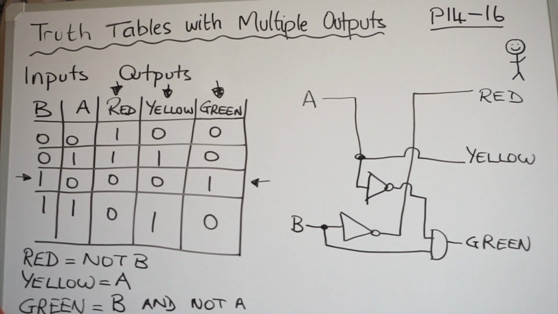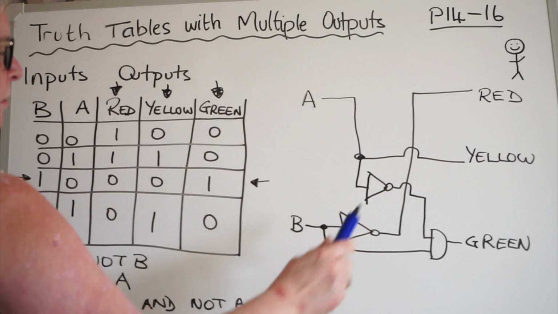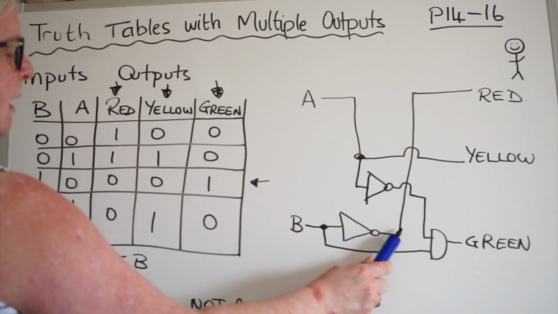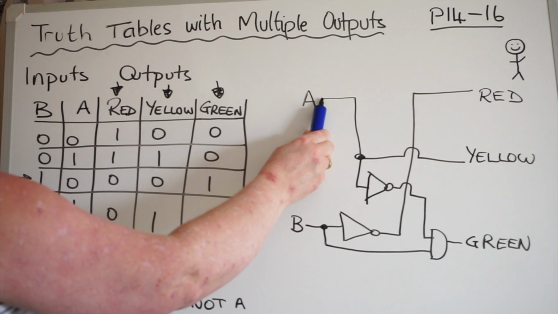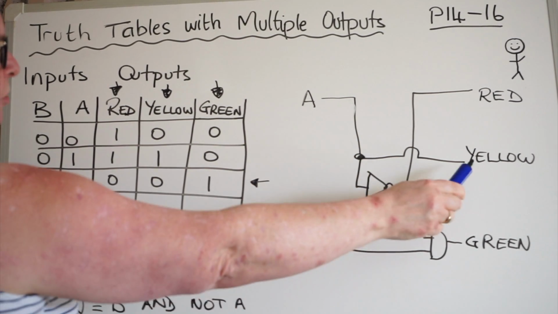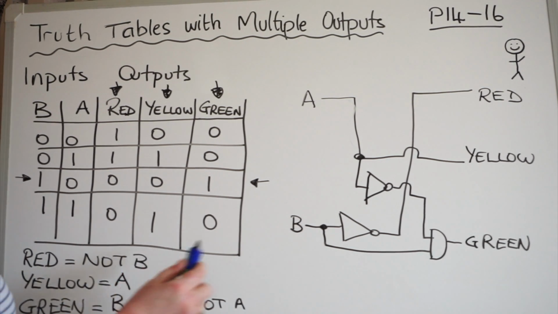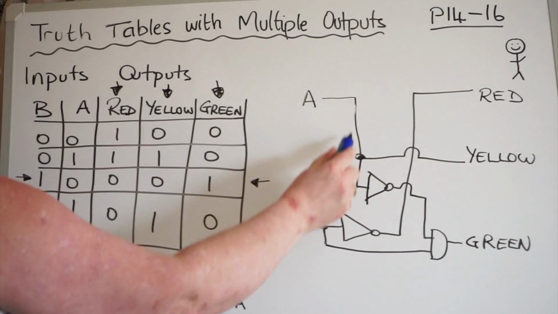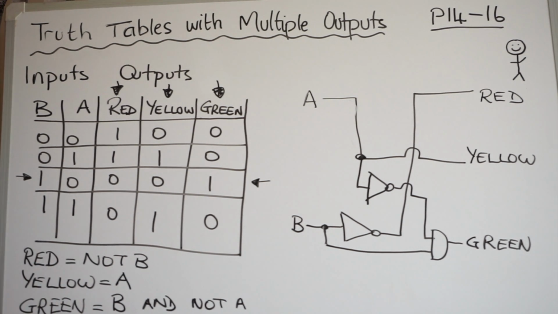Just to recap, we've got red is not B. So here's B, we go through the inverter, so we've got not B here, and that connects to red. We've got yellow as A, so we're simply taking a line from input A across to yellow, and green is B and not A. So we've got an input going into our AND gate from B and another input going into our AND gate from not A, and that then connects to green.